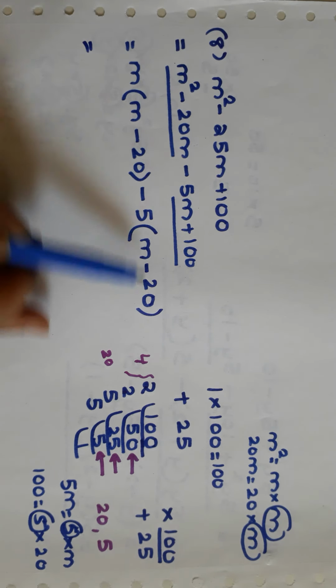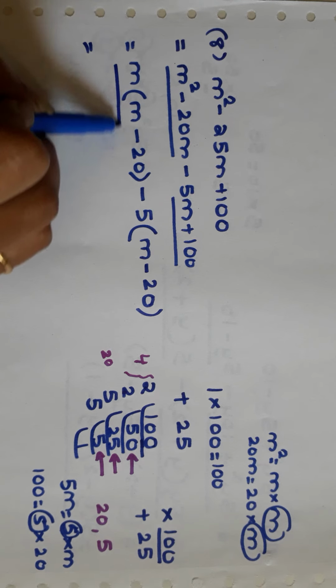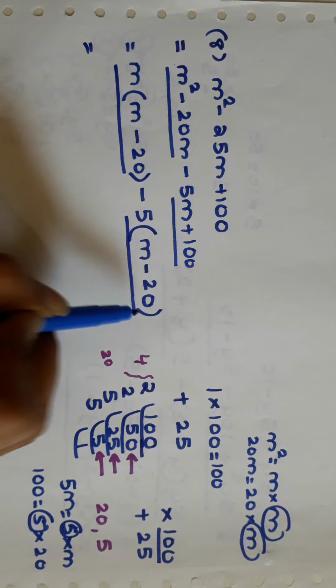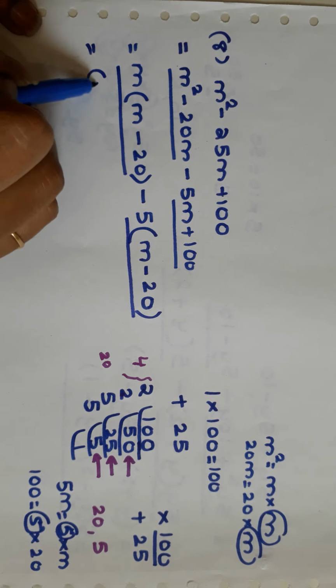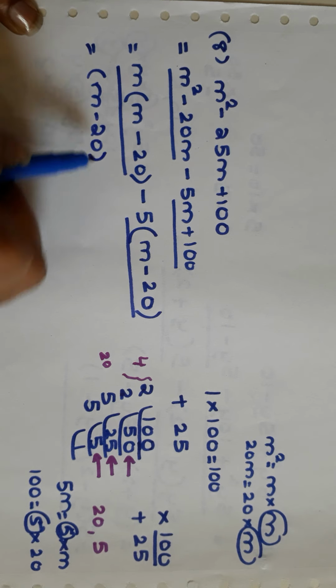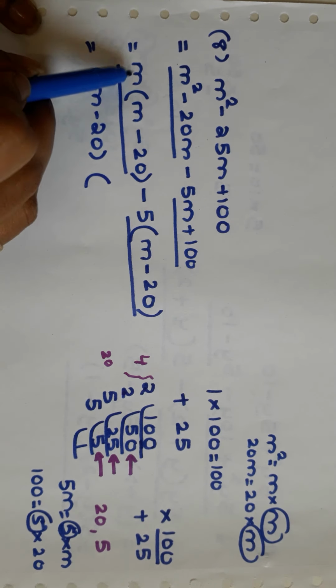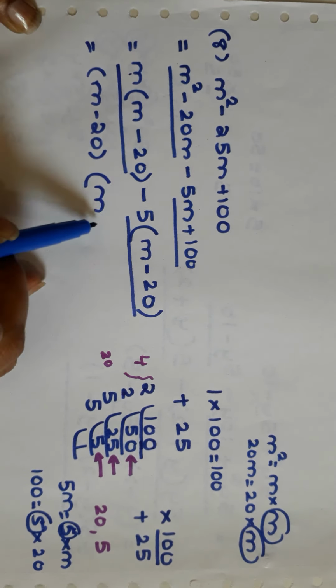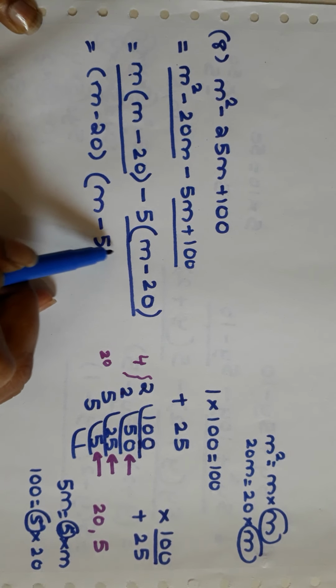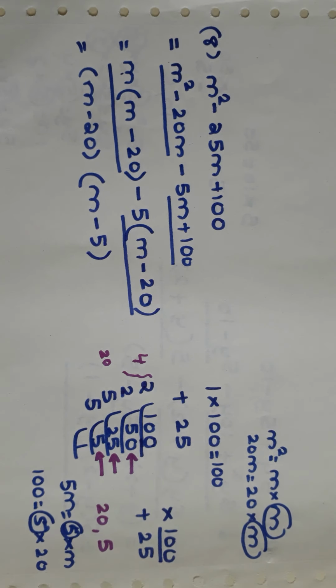The expression in the bracket is the same. Now again you take common from both these terms. You can see that m minus 20 is common in both the terms. Here we have m and here minus 5. So that means the factors are m minus 20 and m minus 5.